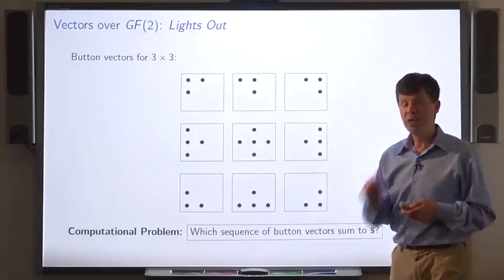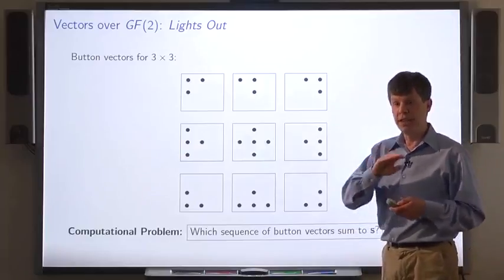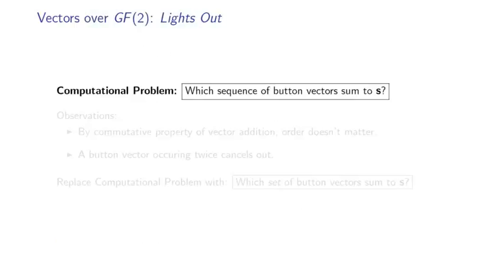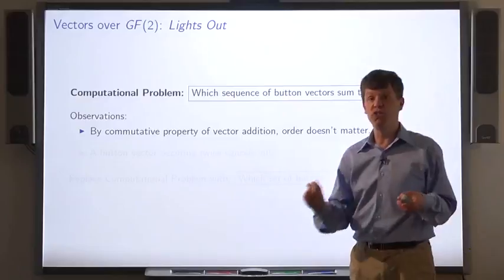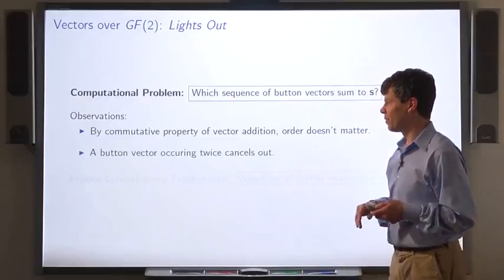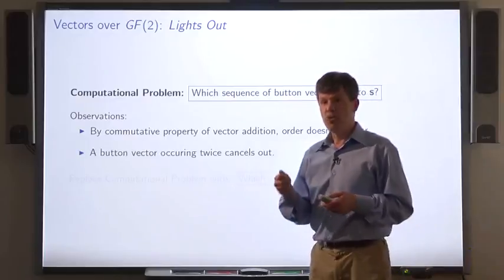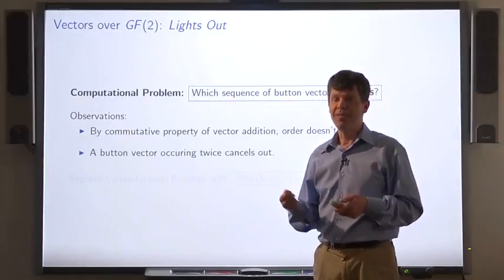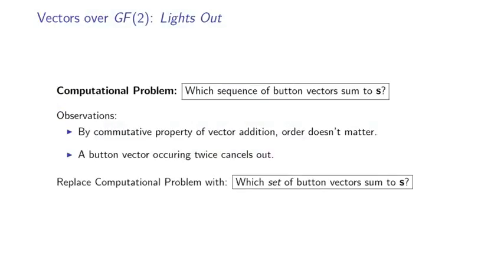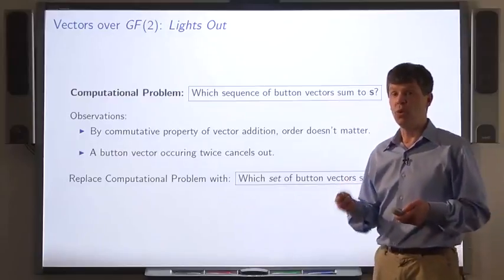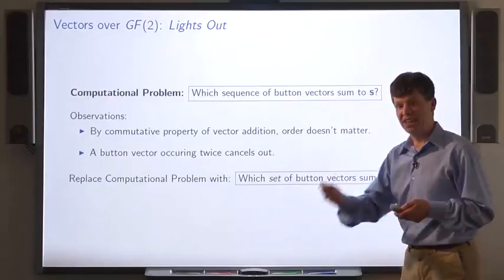The question is, which sequence of buttons will lead to the configuration in which all the lights are out? Here are some simple observations. By the commutative property, the order in which you push those buttons doesn't matter. Also, if you add a button vector twice, they cancel out. So really, instead of trying to think about the sequence of buttons we push, all we have to do is figure out which set of the button vectors we have to push. That is, which set of the button vectors will sum up to the vector representing the initial configuration.